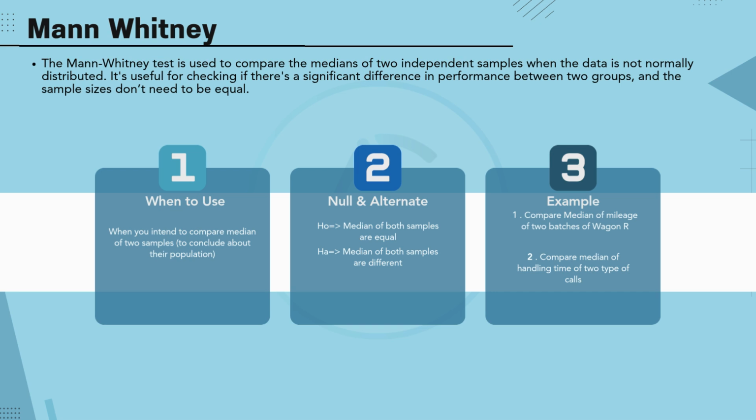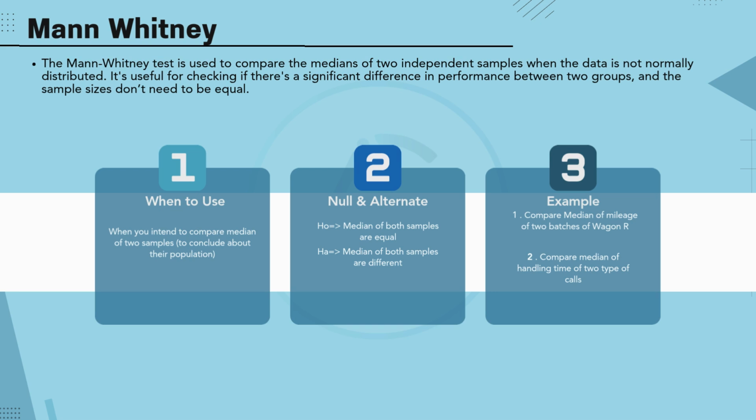When to use this test: when you want to compare whether two independent groups, say Group A and Group B, come from populations with the same median. It helps in testing if one group performs significantly better or worse than the other.